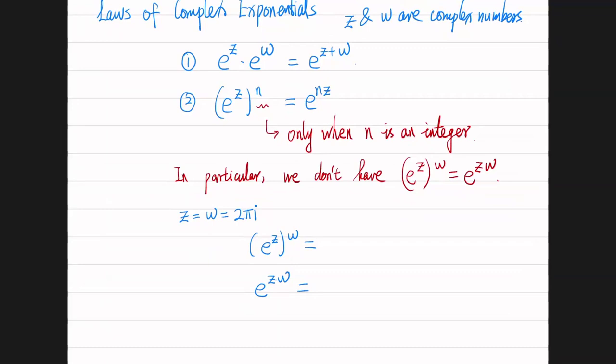Okay, I have 2 pi i. The first one, we substitute z and w by 2 pi i. We get... And we check the inside parentheses, we get a 1. For any power, 1 is still 1.